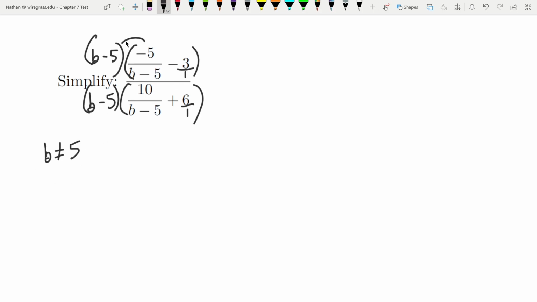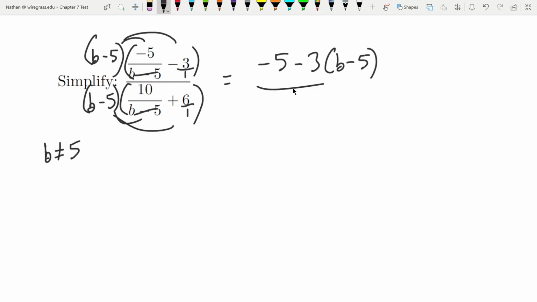Okay, I can distribute that through here, and the same thing on the bottom here. That's going to give me, well, this and this are going to cancel. The same thing is true on the bottom. And then b minus 5 times 3, it's going to give me minus 3 times b minus 5. In the denominators, I have just 1 here and a 1 here, so I can just remove the denominators completely. Again, the b minus 5 is canceled, so it's just going to be 10, and then plus 6 times b minus 5.